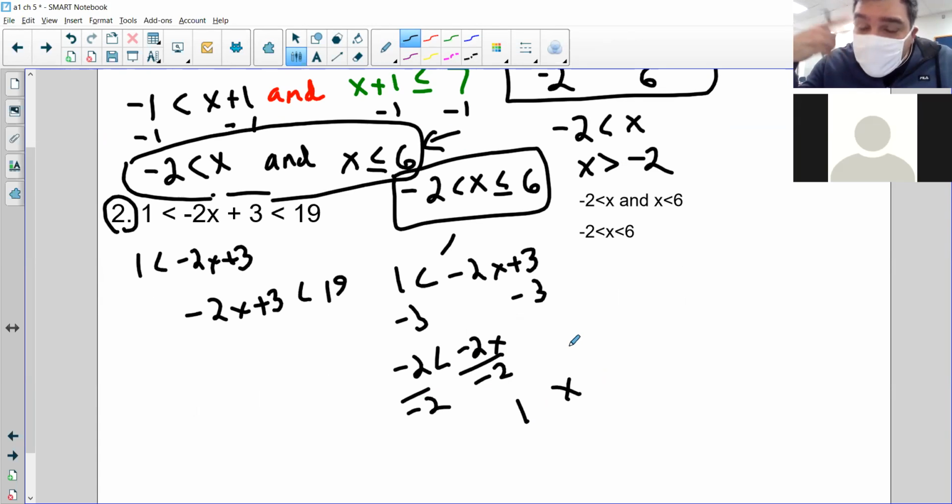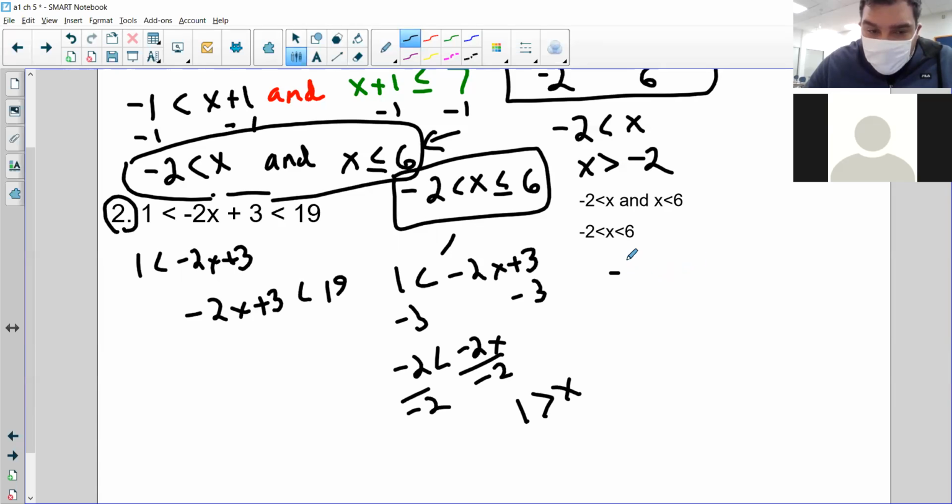But what did I do? I divided by a negative. Because I divided by a negative, I have to rewrite it as 1 is greater than x. You're going to have to flip the sign. You got to pay attention when that happens. Let's go to the next one.